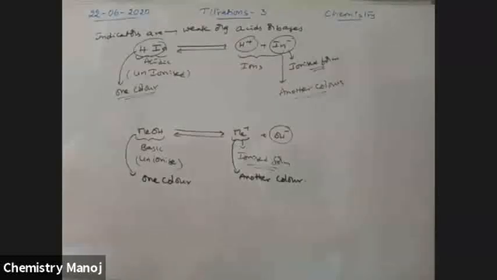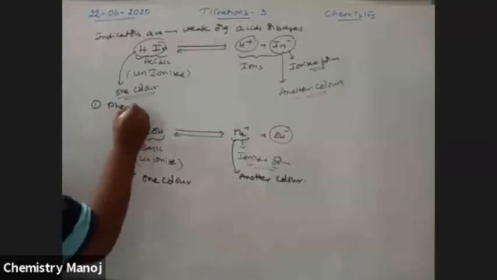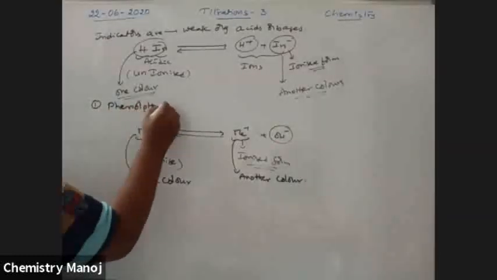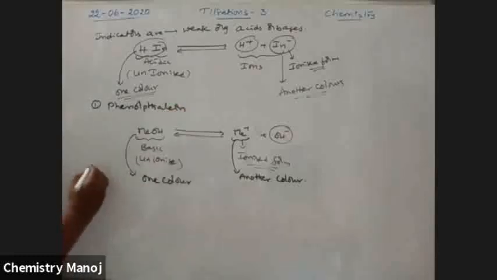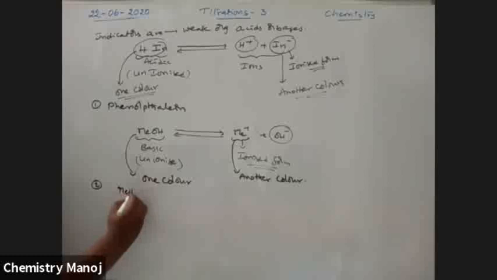Frequently used acid-base indicators are phenolphthalein and methyl orange.